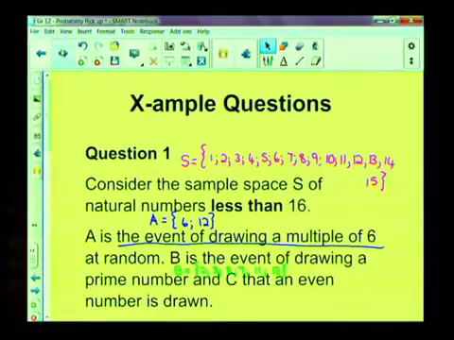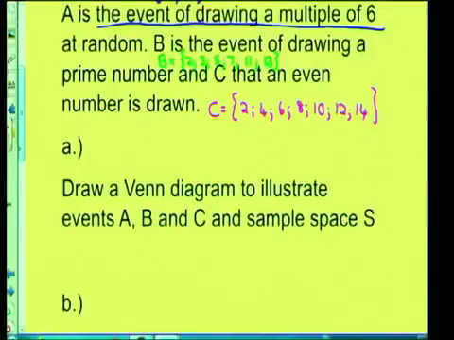And then the last set C, which we can make another color, is that we have an even number. So which of these are even numbers? Well, we've got 2, 4, 6, 8, 10, 12, 14. As you can see, there are elements that belong to A and B, or B and C, or whatever the case may be. There are overlaps on these sets. So what did the question ask me to do? Draw a Venn diagram to illustrate the events A, B, and C, and the sample space S.